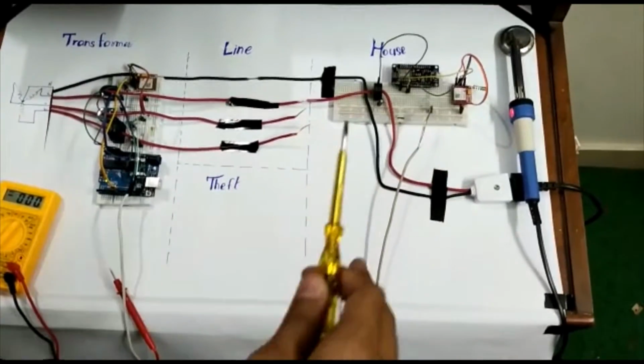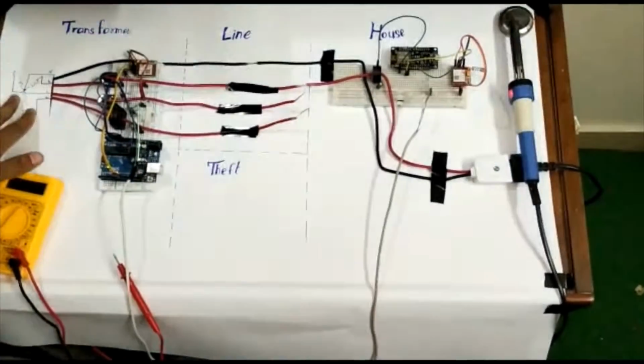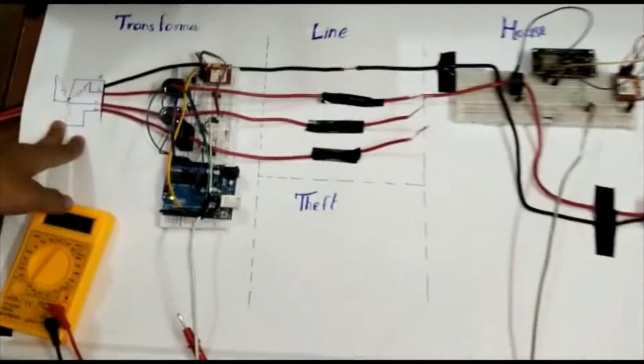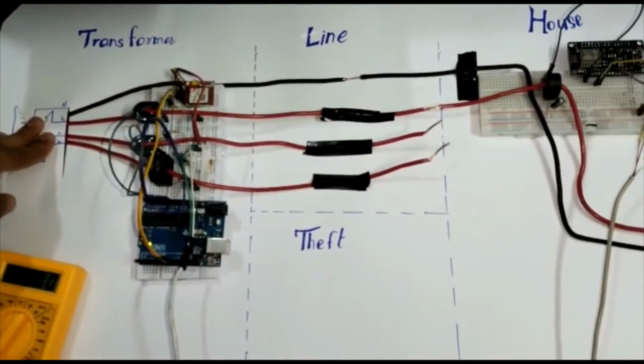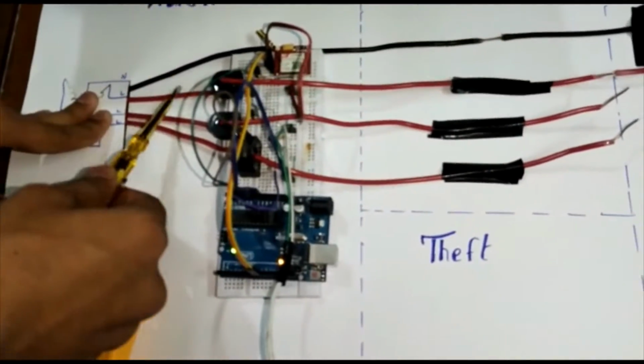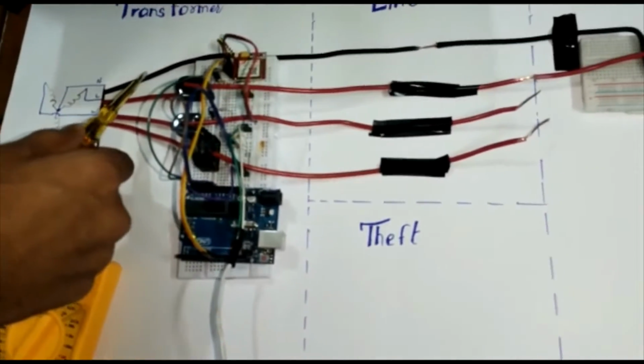So this is the prototype to simulate the real world problem. This part simulates the transformer. The transformer has three outputs: phase 1, phase 2, phase 3, and a neutral. This is phase 1, phase 2, phase 3, and this is the neutral.